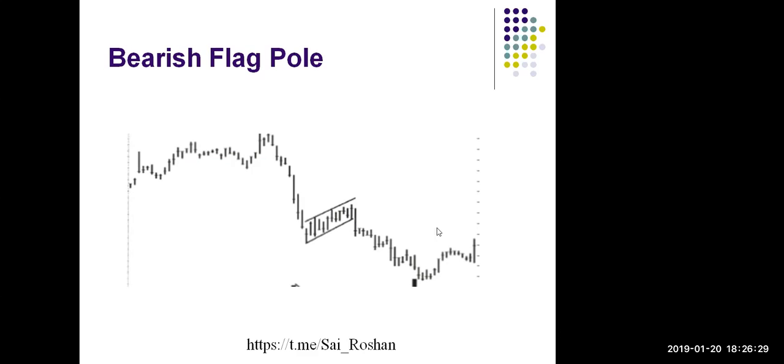It's exactly the opposite. Now here it's falling down, this is a pole. After falling, it's just consolidating, it is taking some kind of rest, just to fall more once again, that's all, nothing more than that. Now once it starts falling, once it breaks this lower diagonal, lower support line, you can see it falls, and once again the target would be the length of the pole. It would have given you here, as you can see. So this is about bullish and bearish flag pole patterns.